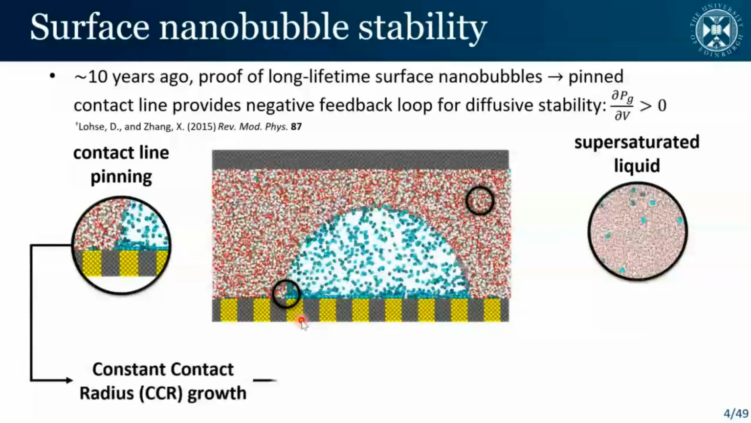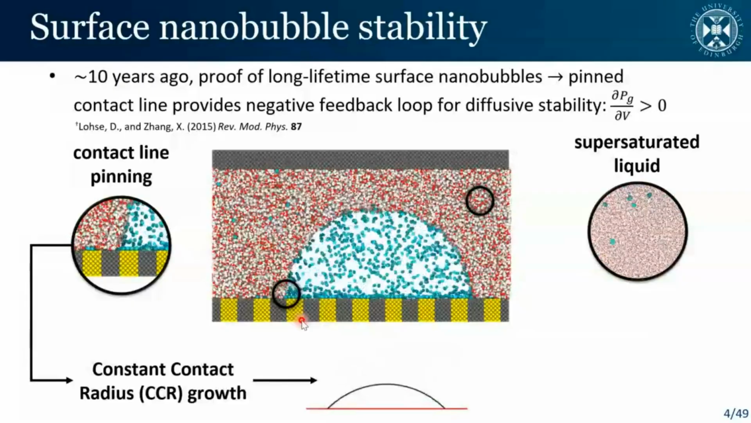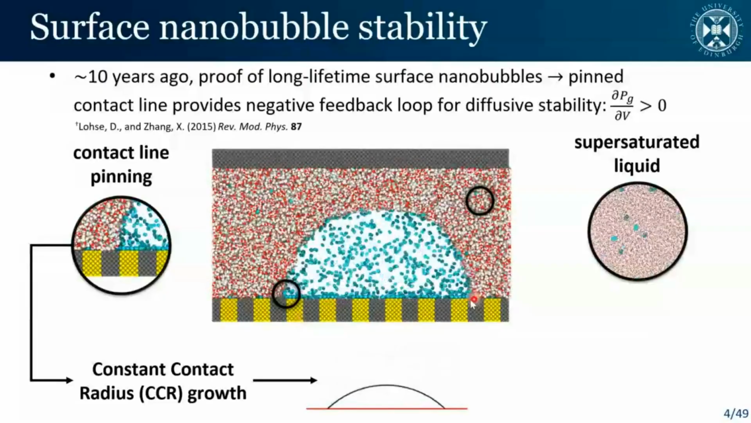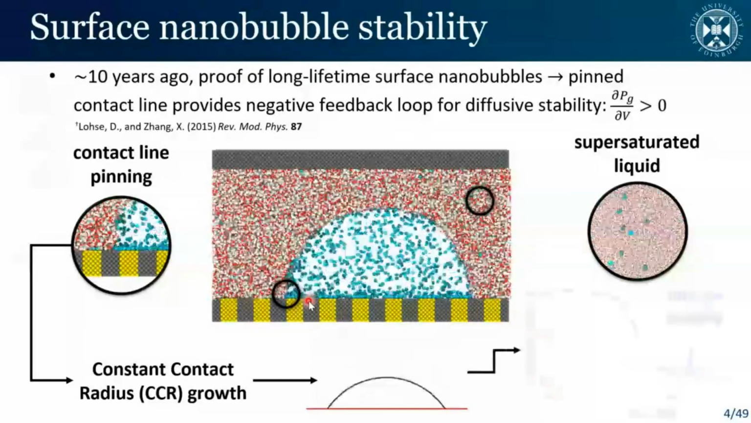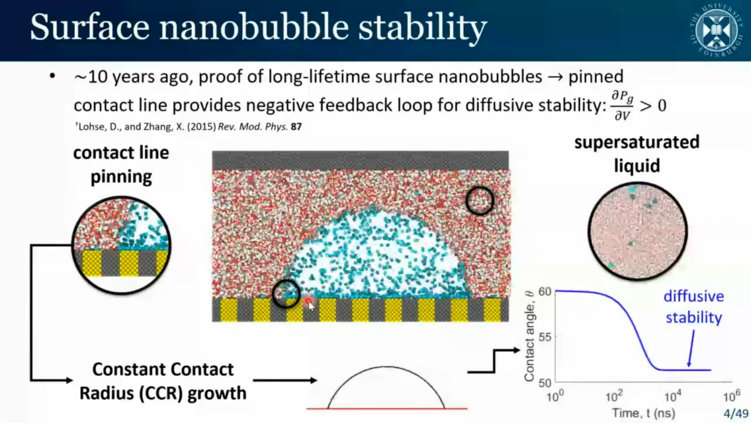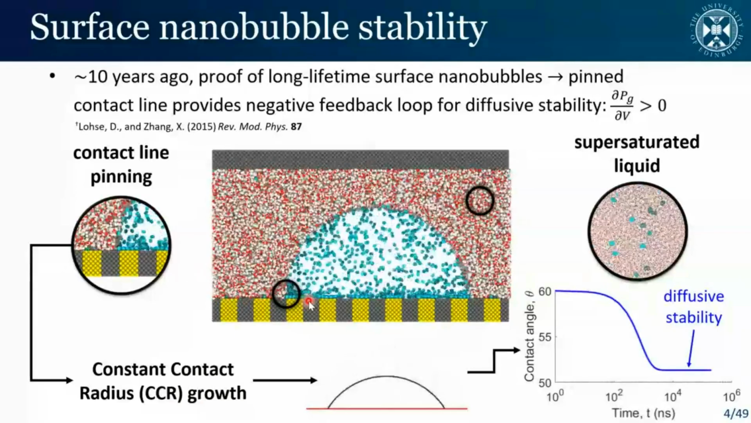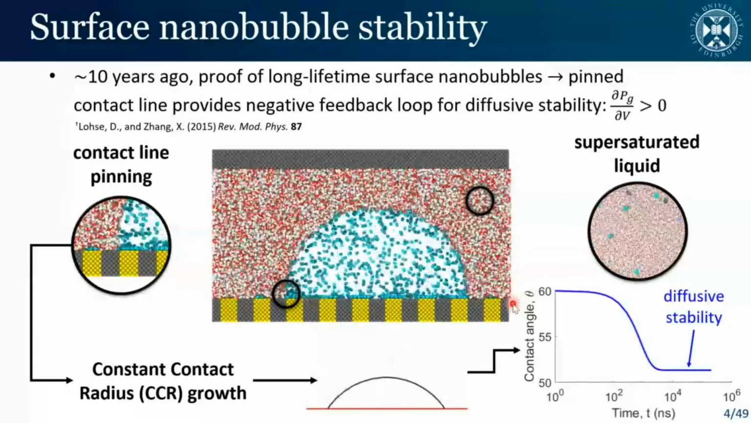And this contact line pinning results in a different growth mode than is typically seen in bubbles. One's called the constant contact radius growth mode. So essentially, this lateral diameter is pinned to the surface. The result of this, we'll go into a bit more detail later, is that it essentially sets the surface nanobubble in a negative feedback loop, which gives it a diffusive stable equilibrium.